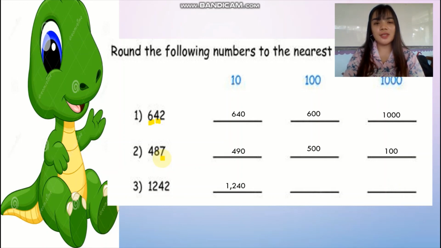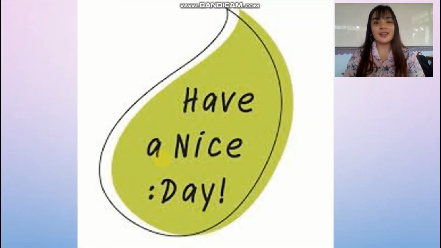Next we have rounding to the nearest hundreds. So 4, we're going to see the number 4. Where are we going to round it off? Is it 1,200 or in 1,300? We're going to round it down to 1,200. Very good. Last, rounding to the nearest thousand. 1,000 or 2,000. So it is 1,000. Very good.